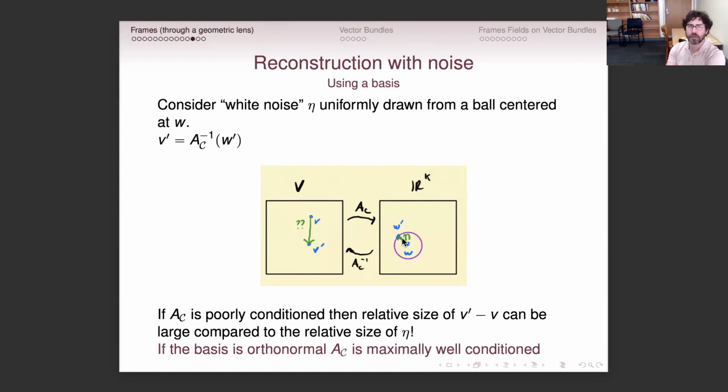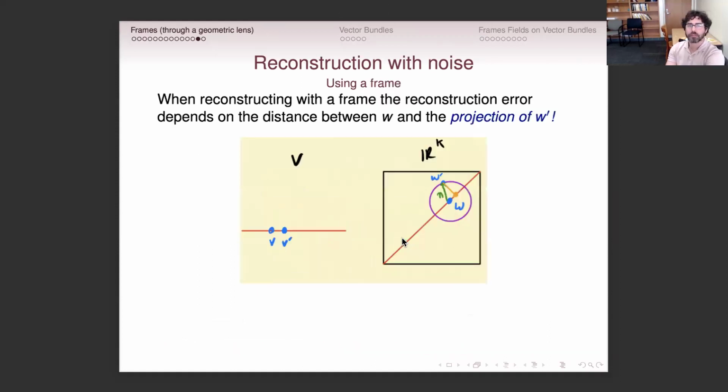Now let's see what happens if I do this with a frame. So now I have too many, or I have more vectors than I need. And so let's think about what happens here. When I do reconstruction, the noise is going to be the same, right? It's randomly drawn from a disk centered at W, and I get this vector W prime. And when I go to recover, the first thing I do is I orthogonally project onto the image of the analysis operator, and then I invert.